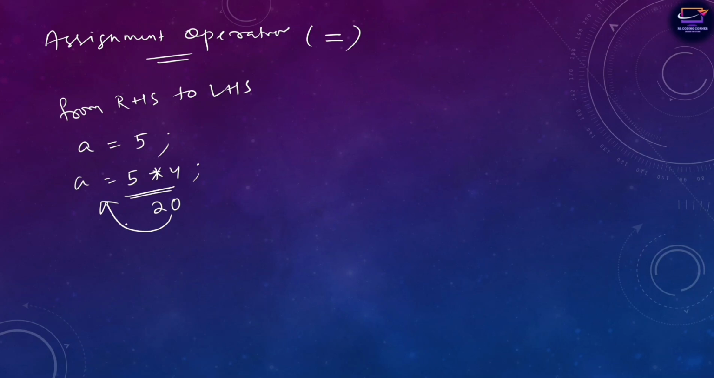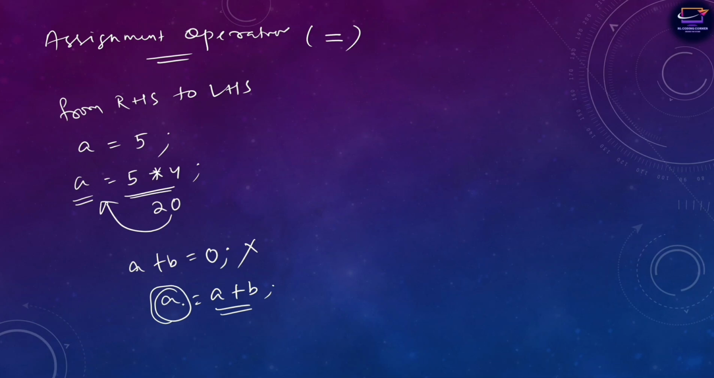And the left hand side of this assignment operator must be a variable. You cannot write like this, a plus b equals to 0. It is wrong. You can write a equals to a plus b. It is right. In the right hand side, you can use any expression, any constants or any variable. It's up to you. But in the left hand side, there must be a variable. That is the rule for using the assignment operator.